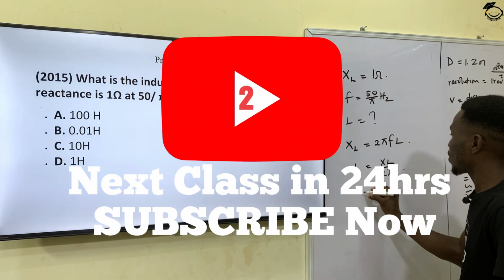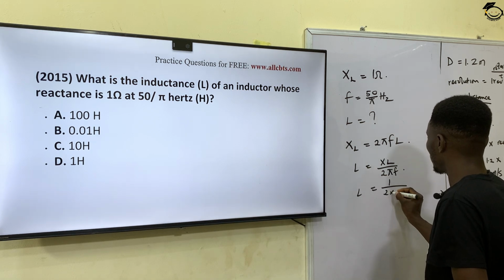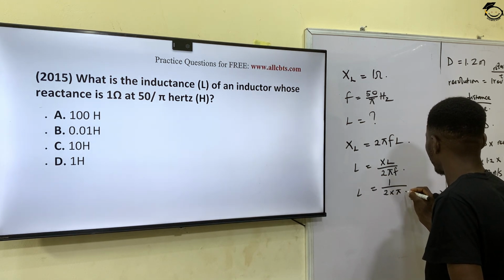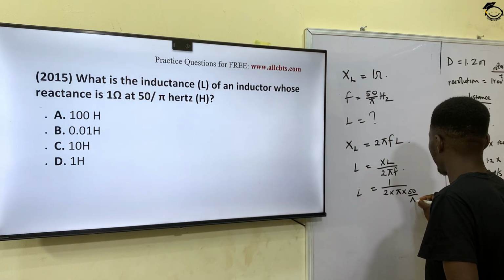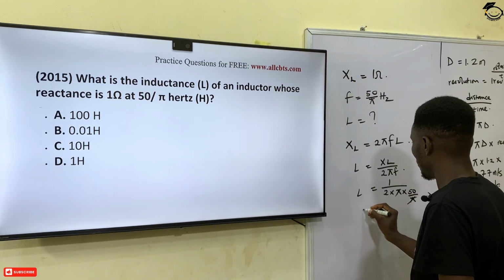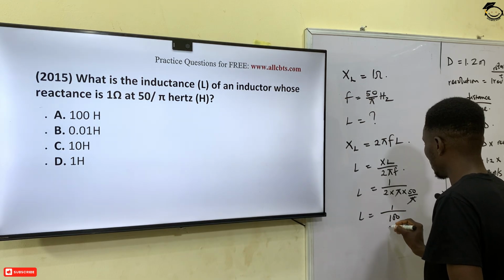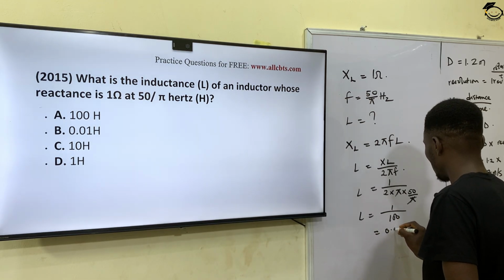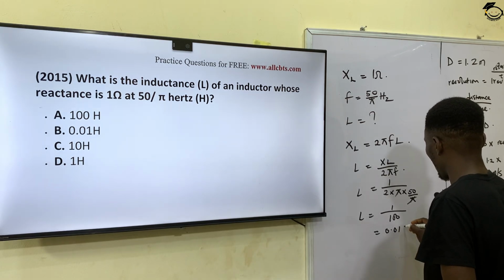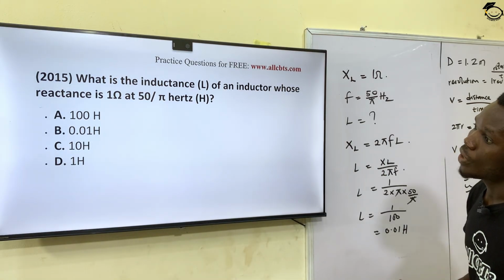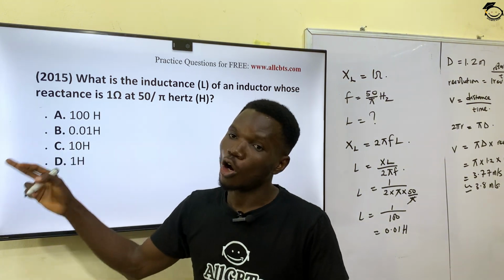So this is the same as saying that my L is equal to 1 divided by 2 times pi times my frequency, which is 50 over pi. So pi will cancel out pi. That will give me 1 over 100, which will give me 0.01. So this will give me 0.01 Henry. So the correct answer to this question is 0.01 Henry, which is option B.